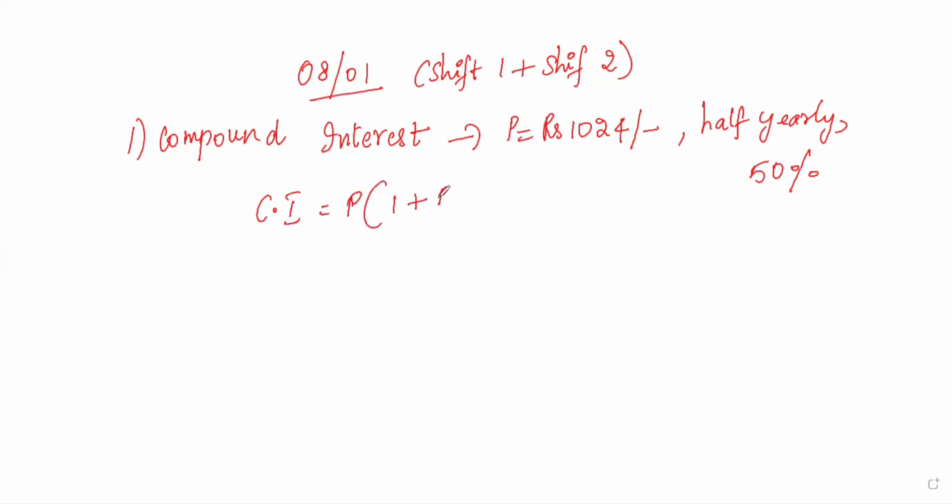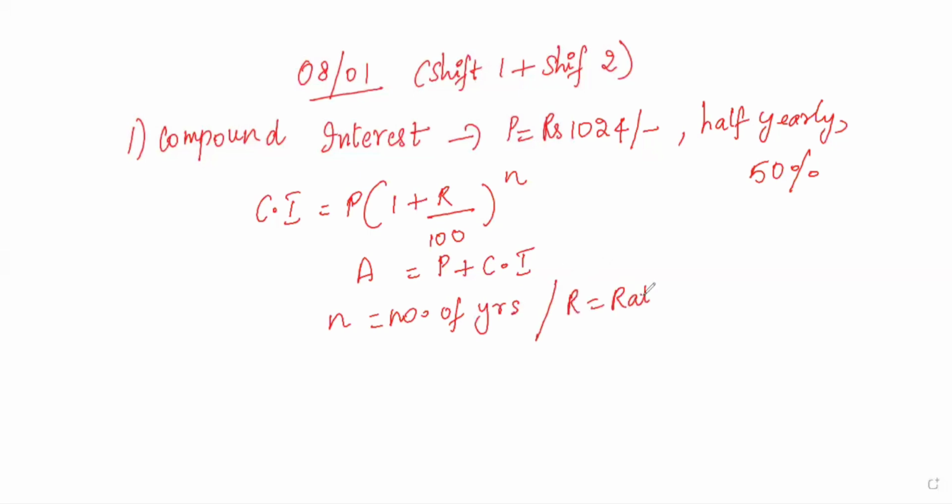P into 1 plus R divided by 100, the whole power n, and amount equals principal plus compound interest. This is the basic formula. N is the number of years that is given in the question and R is the rate of interest.